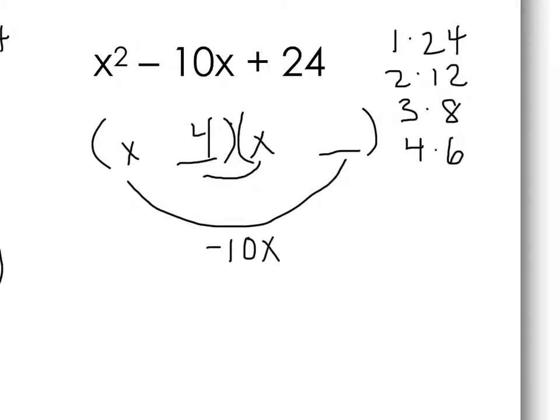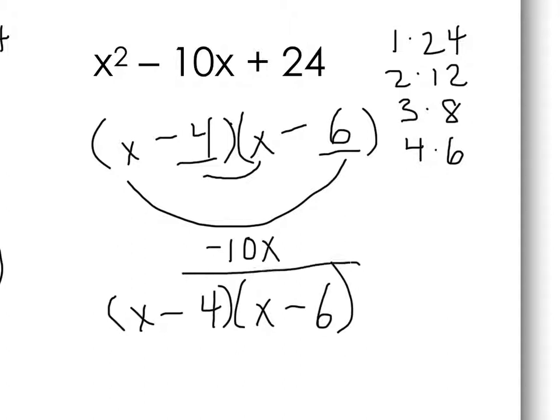We need a 4 and we need a 6. Those add up to 10. But our inside and our outside is negative. The only way we can make that happen is by putting a negative 4 and a negative 6. x minus 4, x minus 6, that is our solution.